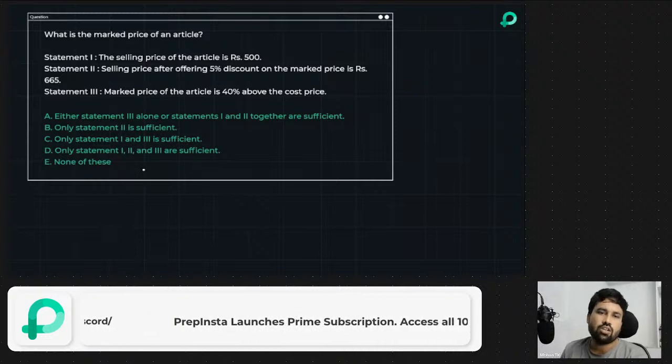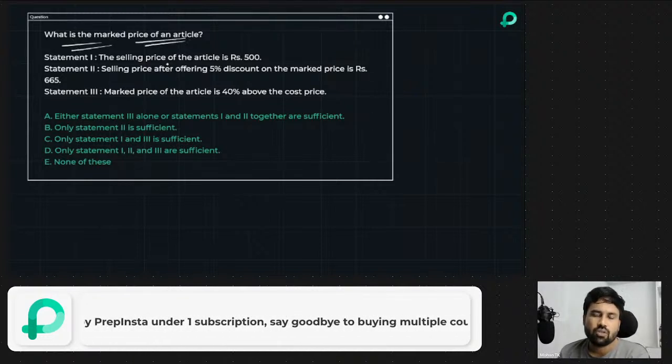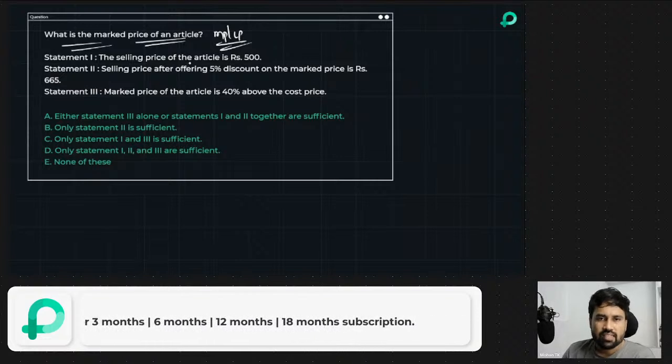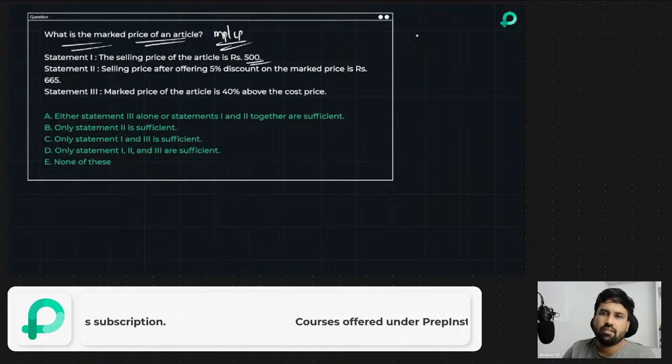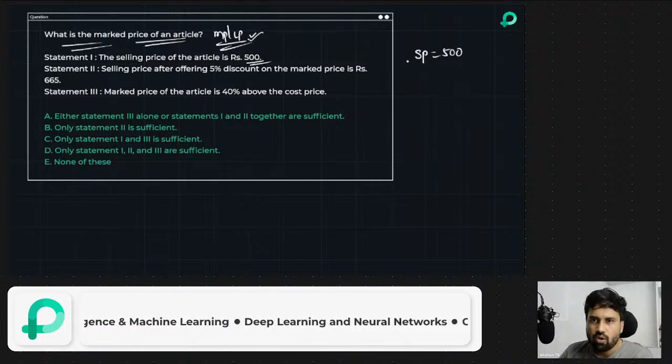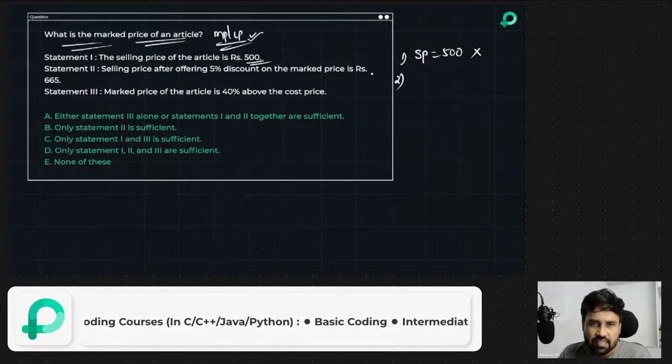Okay, just look into the next question, that is, what is the market price of an article? We have to find the MP or list price. The selling price of an article is 500. Guys, the selling price is equal to 500. You can't find the market price, right? So 1 alone is not sufficient. The selling price after offering a 5% discount on the market price is 665 rupees.